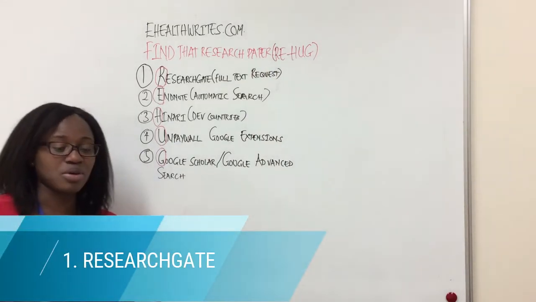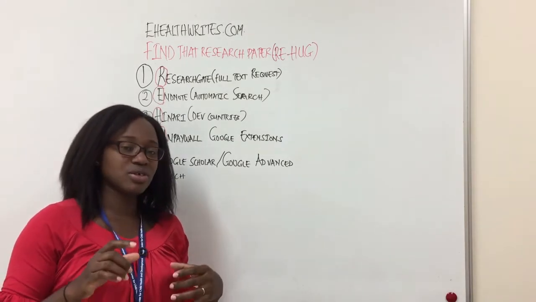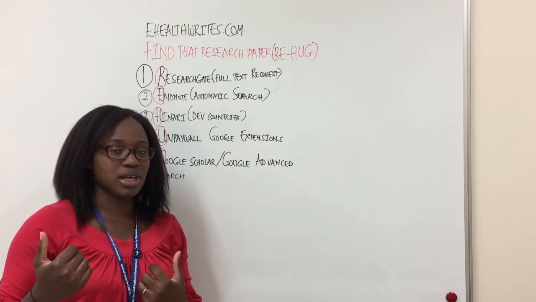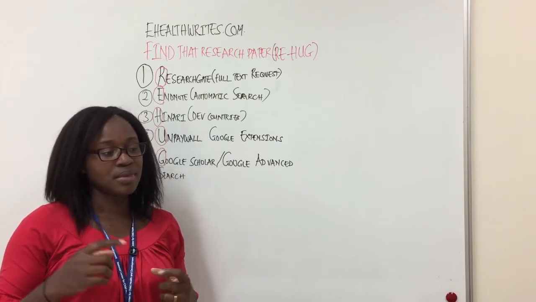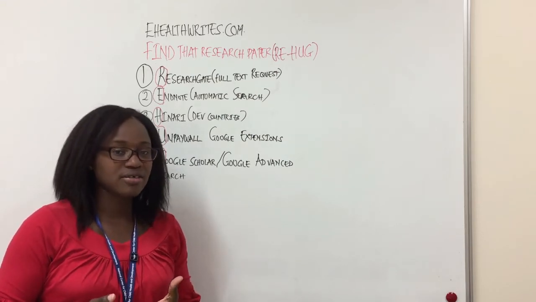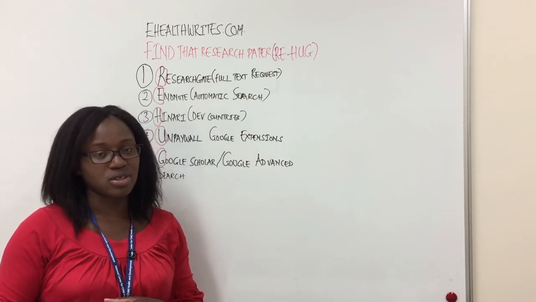ResearchGate. That paper you're looking for, you could just copy and paste the title into the ResearchGate platform search area, and then it normally comes up. You can now request a full text from the author. Usually the authors are actually on ResearchGate.